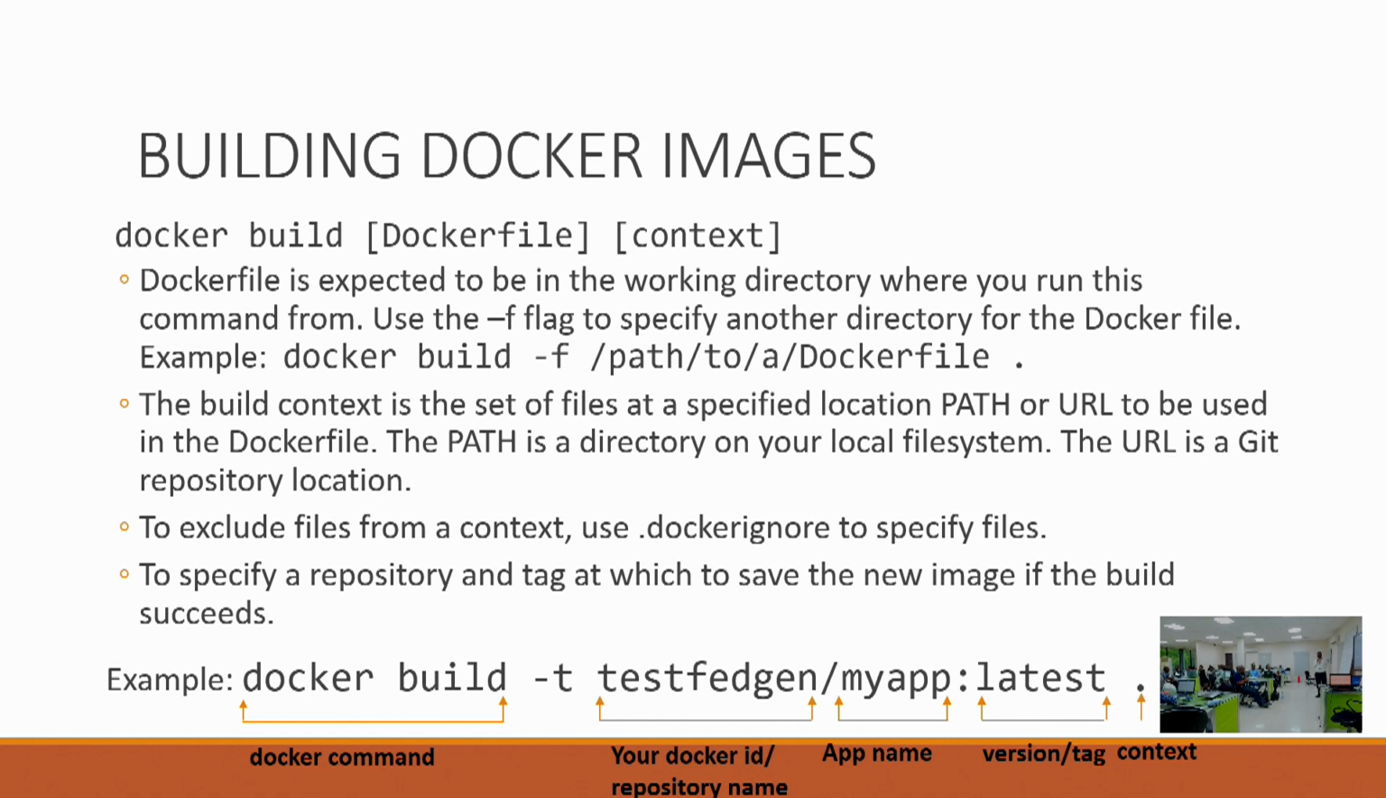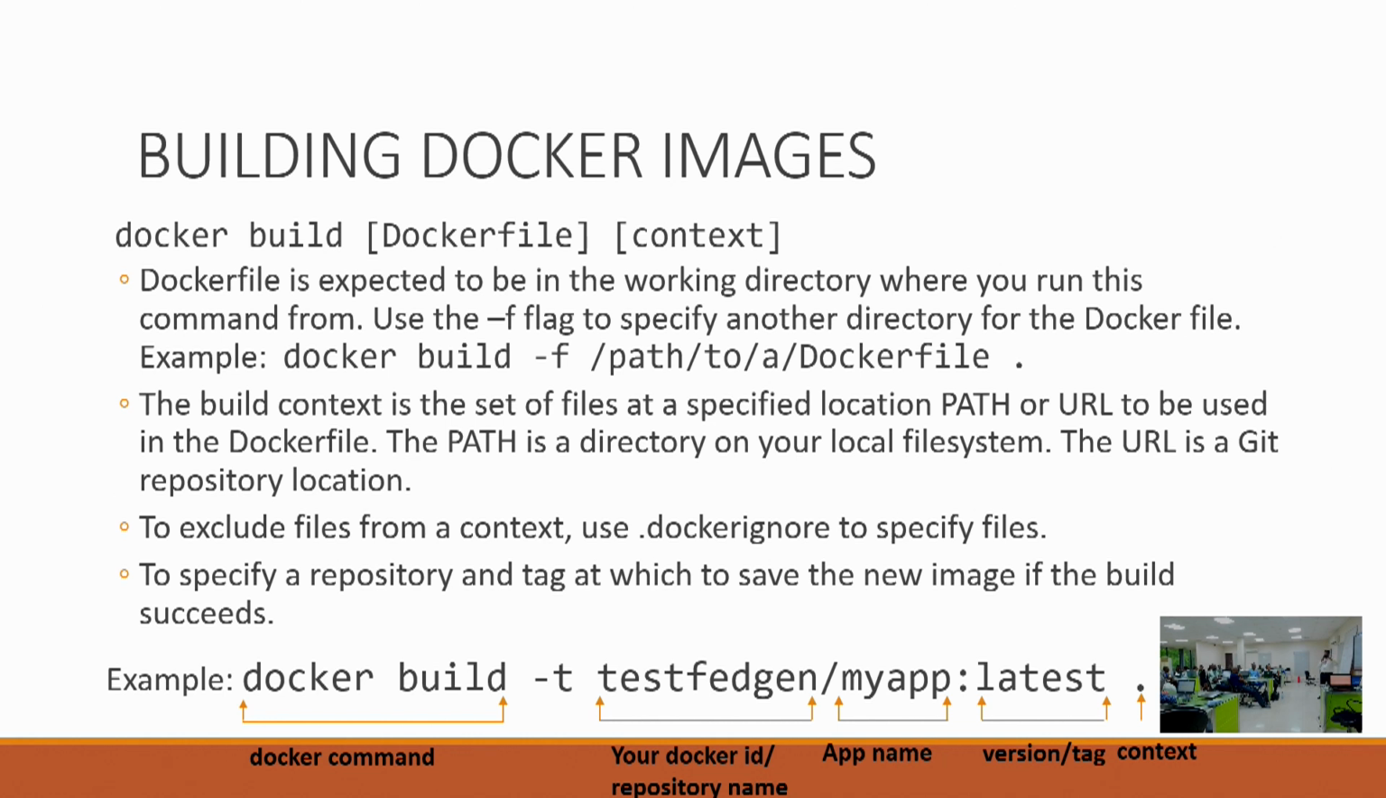So if you want to exclude some files from this part, you use the .dockerignore file. So you specify the files you want to exclude. For those of us that use GitHub, there's a .gitignore file. If you want to ignore some files from being pushed to your repository, you can use a .gitignore file to exclude those files. So it's the same concept here.